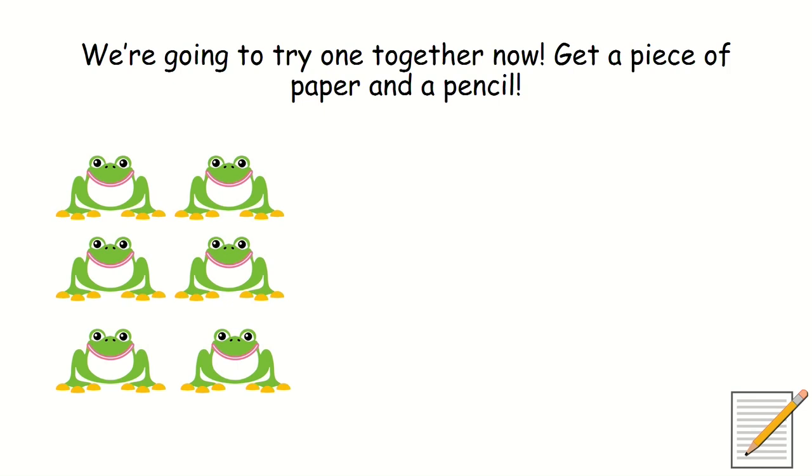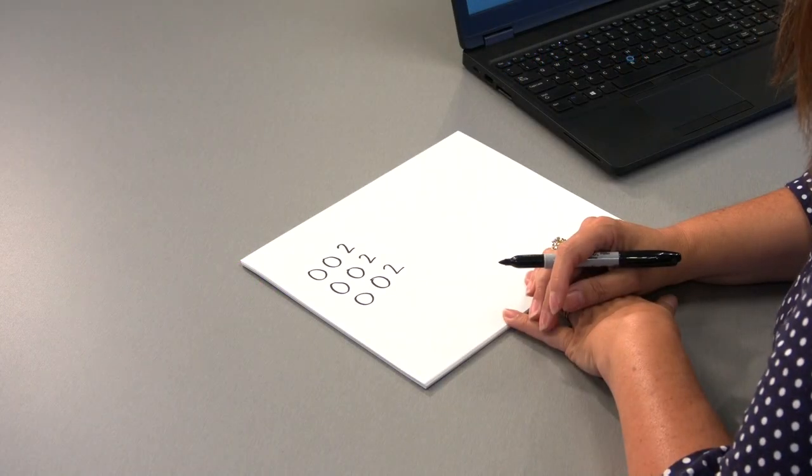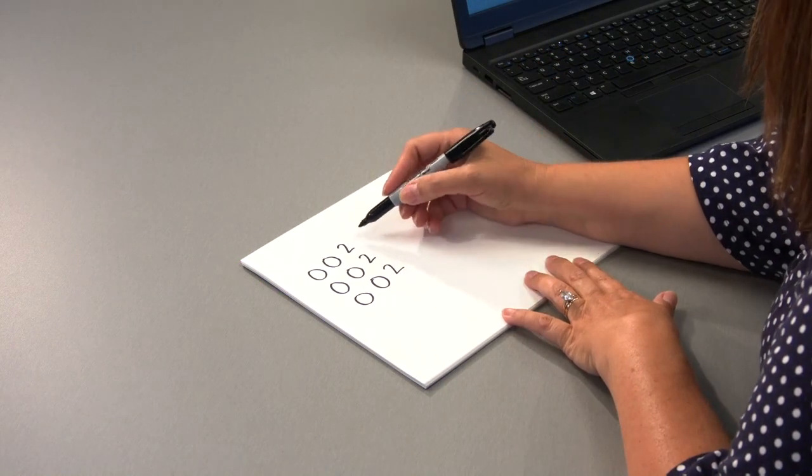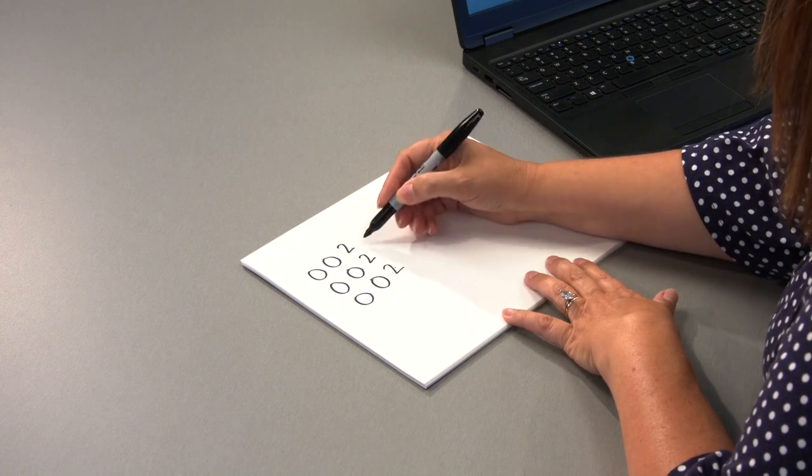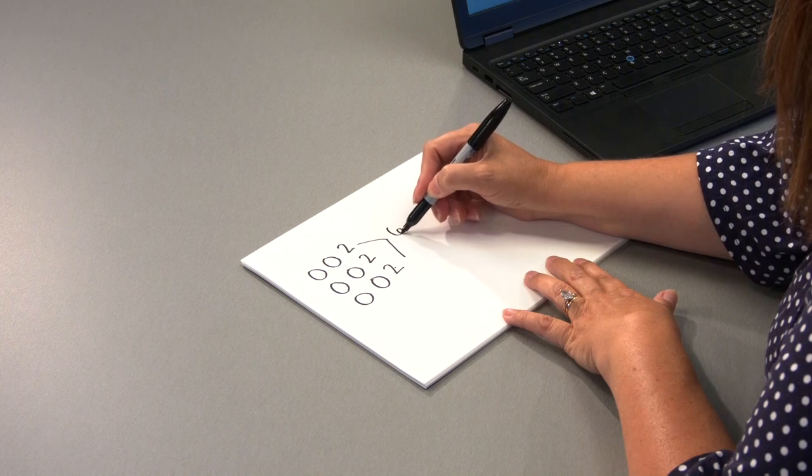Okay, let's take a look at these digits. What strategy could we use here? Would we skip count by twos? Can we look for double facts? For this particular one, let's skip count. 2, 4, 6. So our sum is 6.